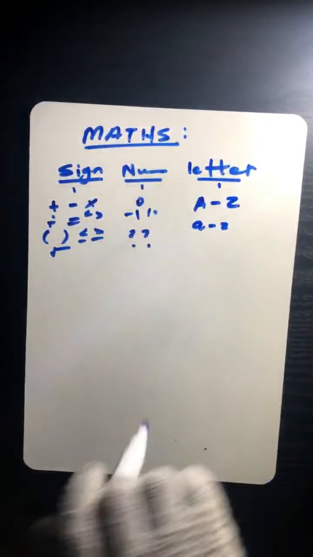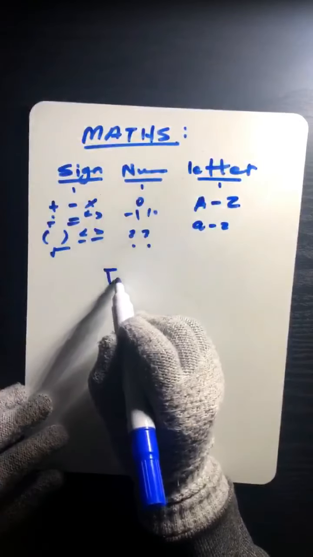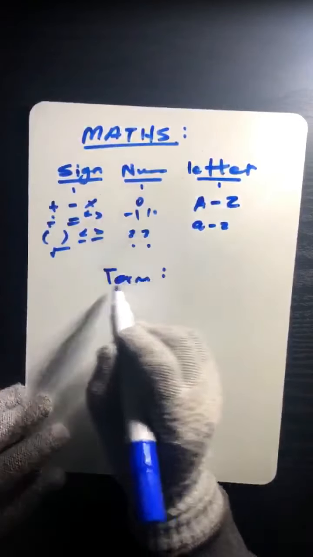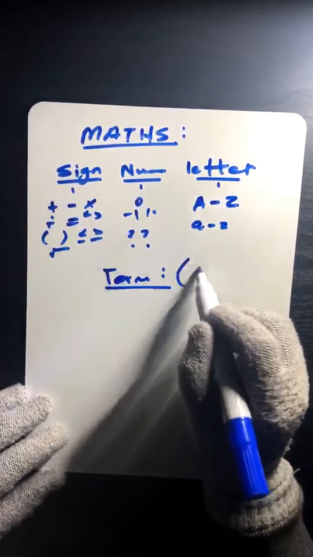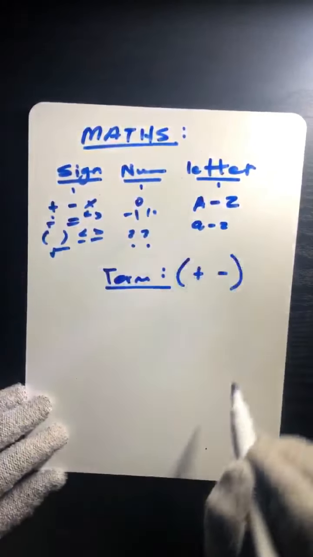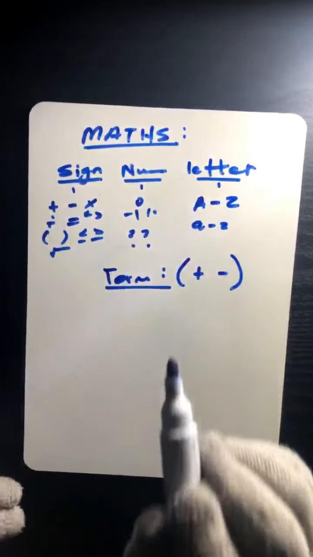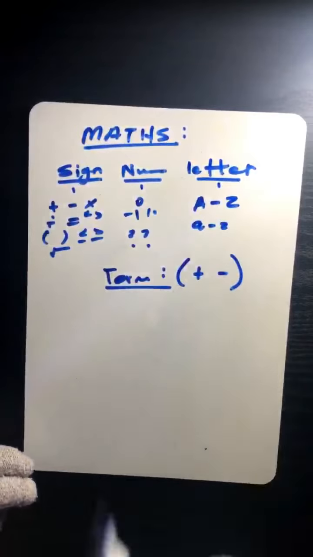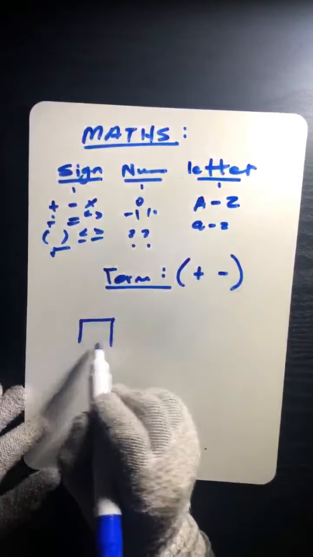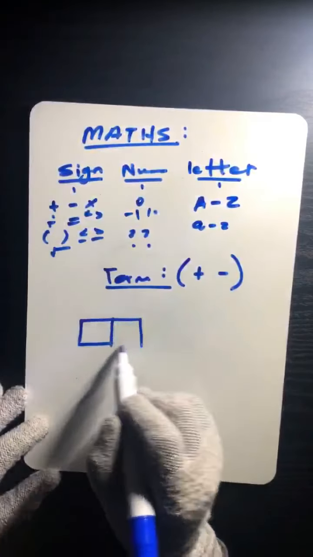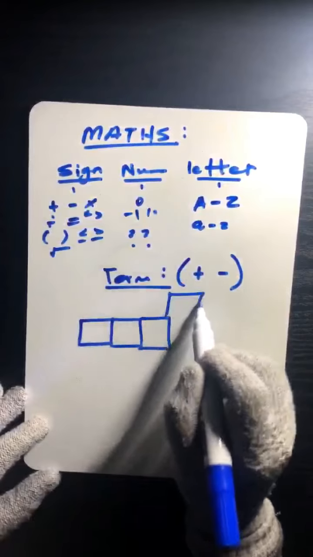So there's something called a term. A term is actually something which is separated by a sign of a plus or a minus. It will make perfect sense as we continue. So this is the standard format of a term. A term has a sign followed by a number, followed by a letter, and a power.